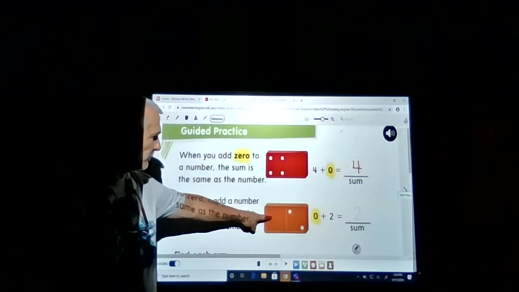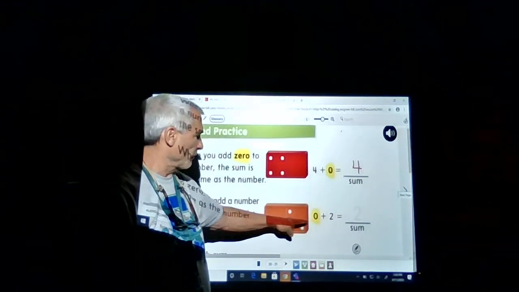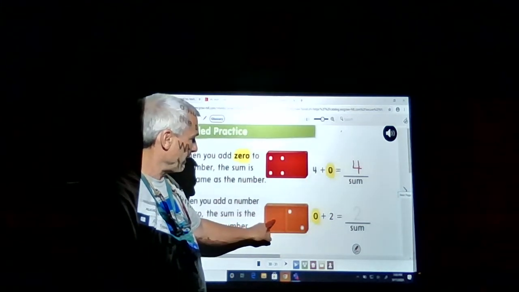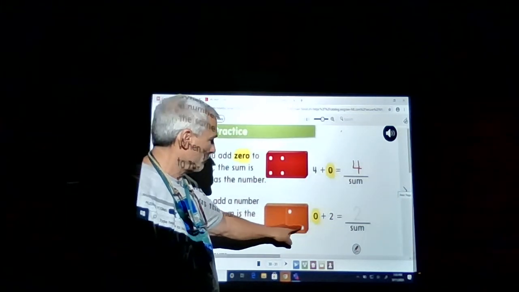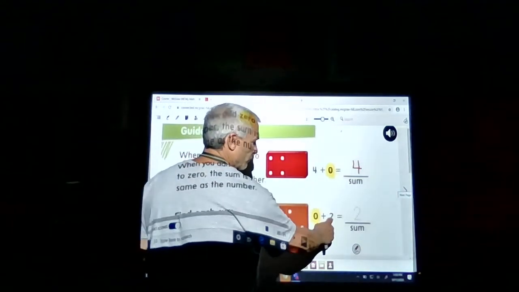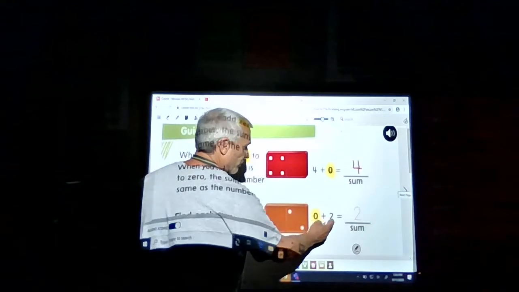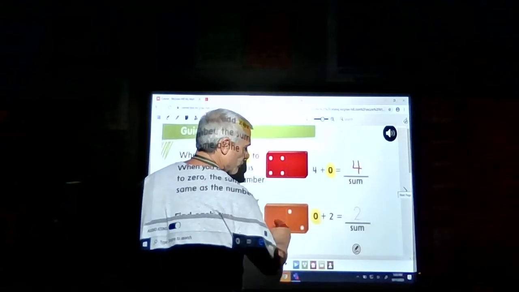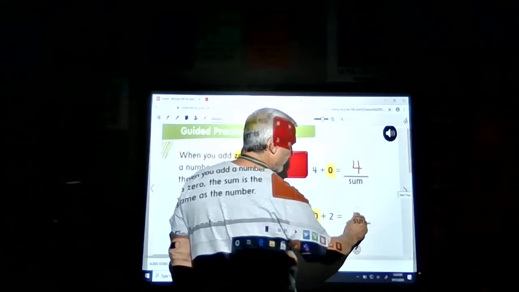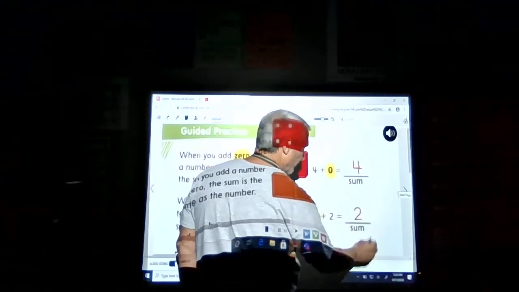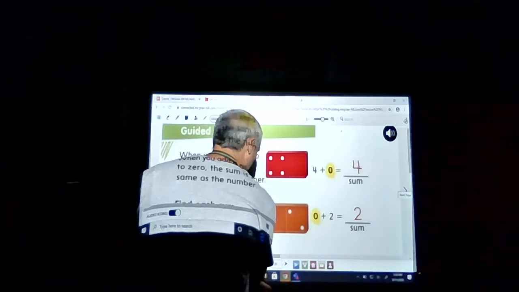What if we start with 0? This time we start with 0. 0, none right there, no dots. And on this side is 1, 2. 0 plus 2 equals, well, it's not the 0, it's the 2. 0 plus 2 equals 2. Trace over and make a nice 2. That's a real good number to practice. Okay, I'm going to erase that.